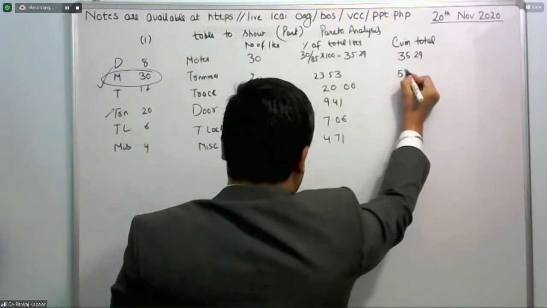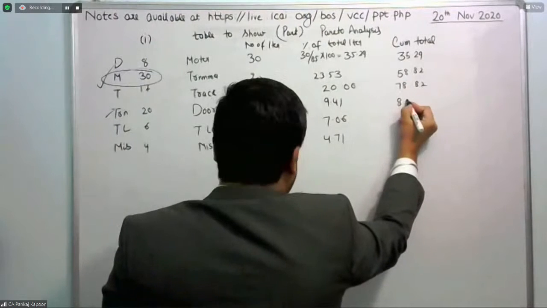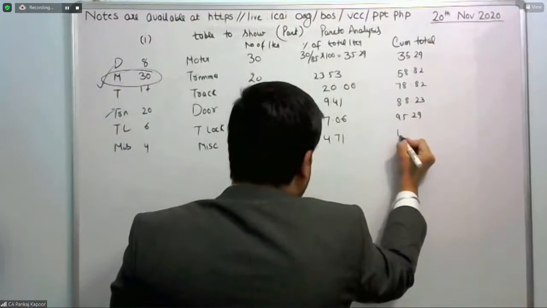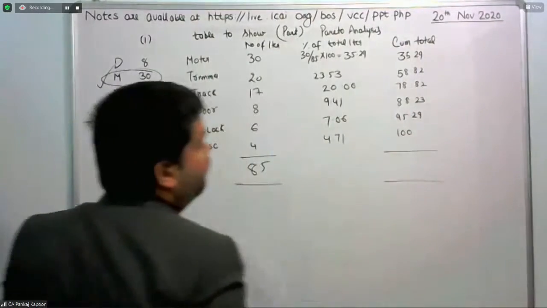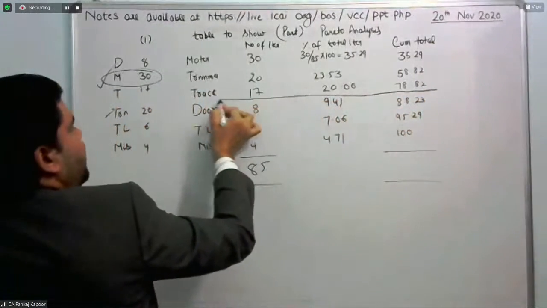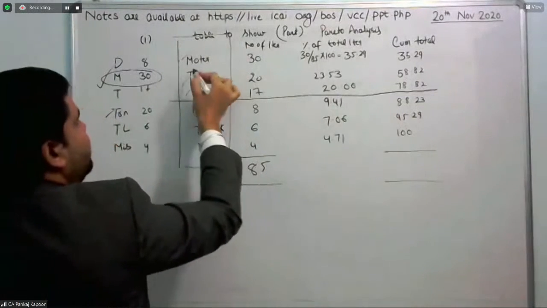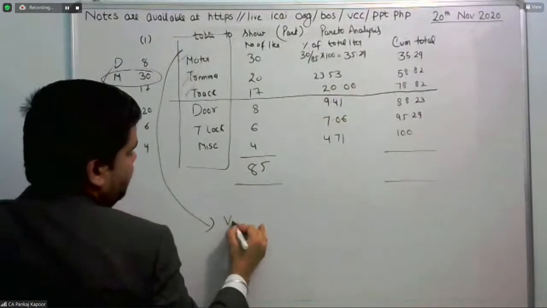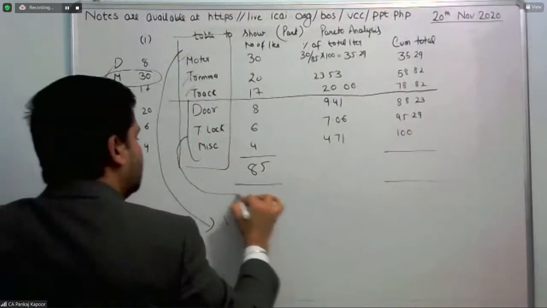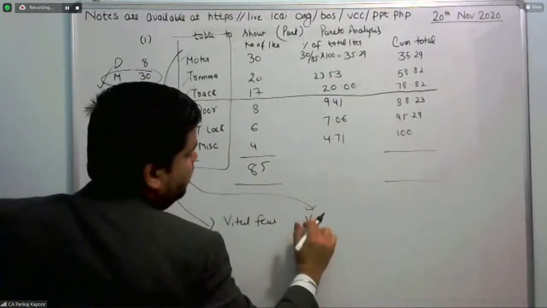35.29, then 58.82, then 78.82, 88.23, then 95.29, and 100%. Friends, you can see around 80% we achieved here. It means out of these 6 parts, the motor, trimmer, and the track are the vital few, whereas the door, T-lock, and the miscellaneous are the trivial many.